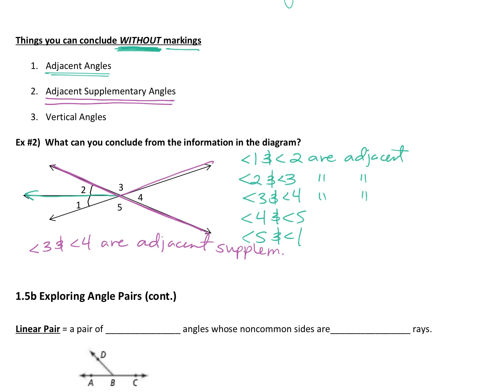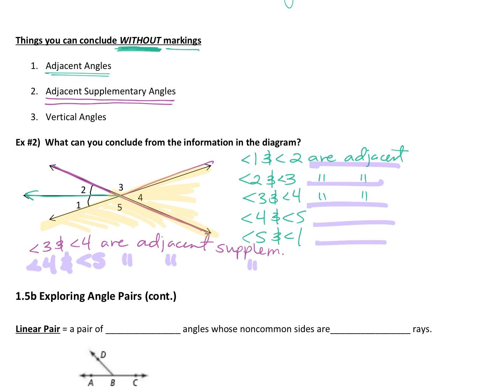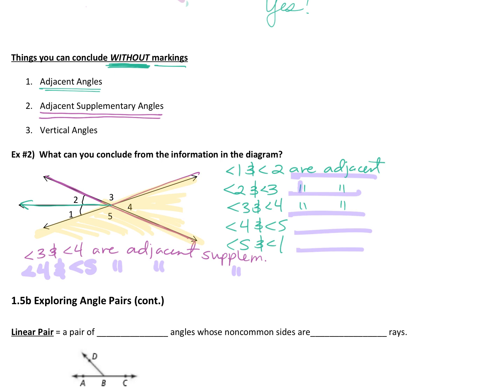And there's one more adjacent supplementary: 4 and 5. Also adjacent supplementary, right? They form a straight line, touching with this ray in the middle. You know what those little marks mean? Those are ditto lines. It just means we're repeating the words above it.